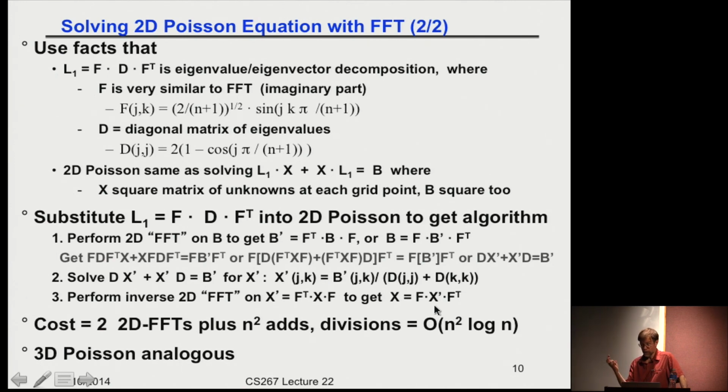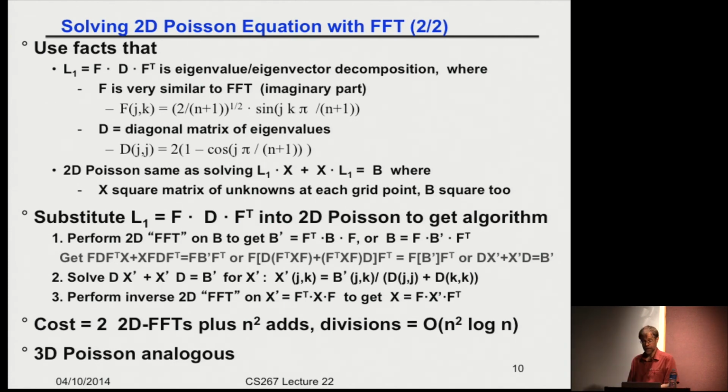So the algorithm is 3 steps. Do a 2D FFT on the right-hand side, divide each entry by a constant, and then do the 2D FFT again. So very simple algorithm. And so the cost is 2 2D FFTs plus n squared additions of those sizes and then divisions. So it's all n squared log n. And so that's the algorithm that I want to parallelize.